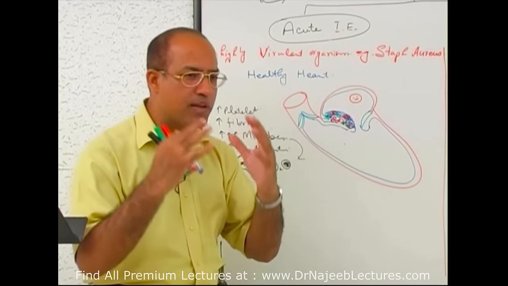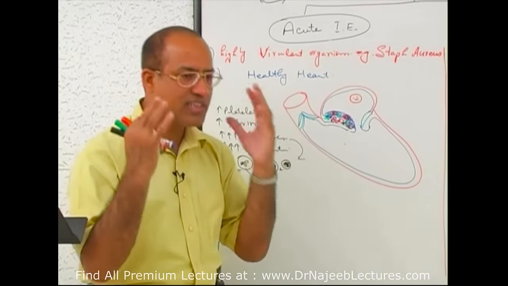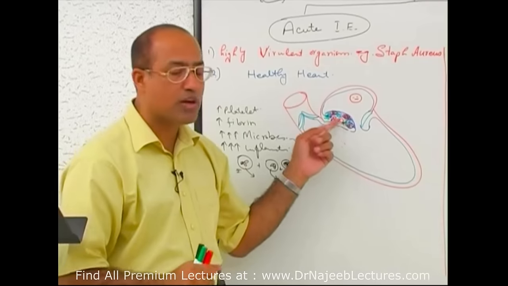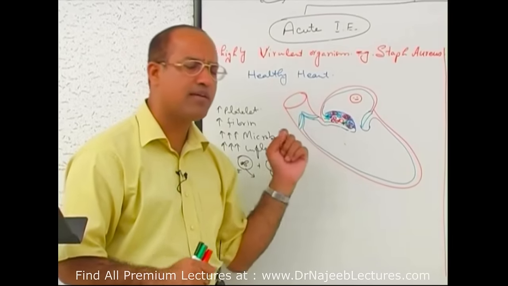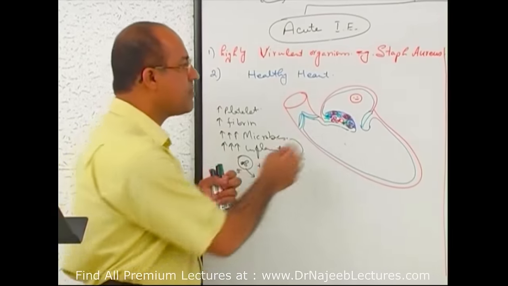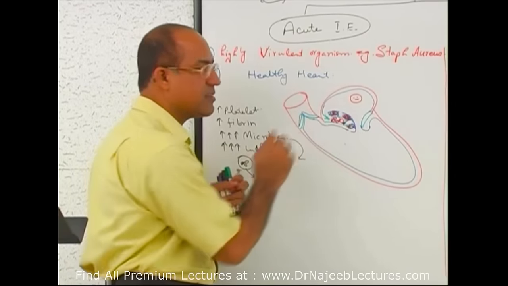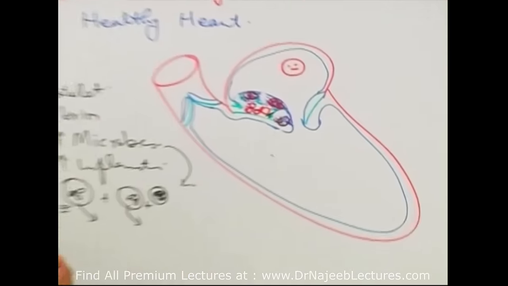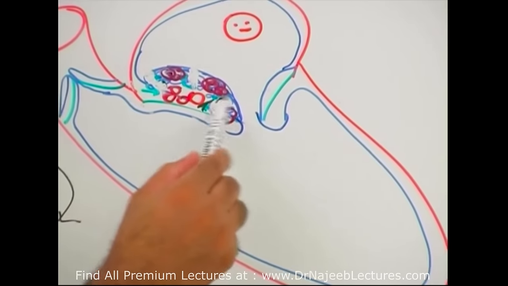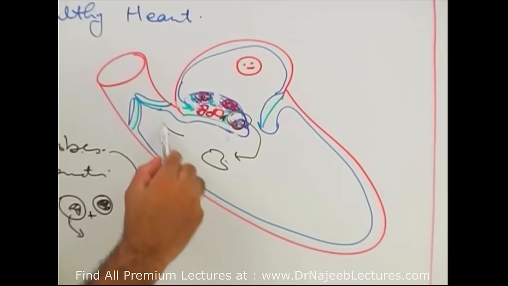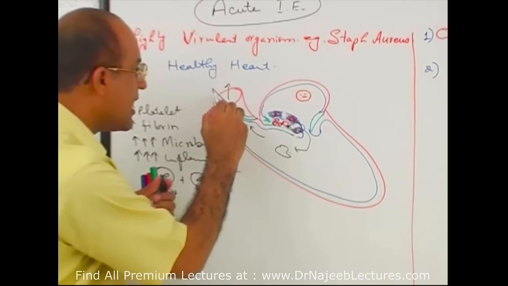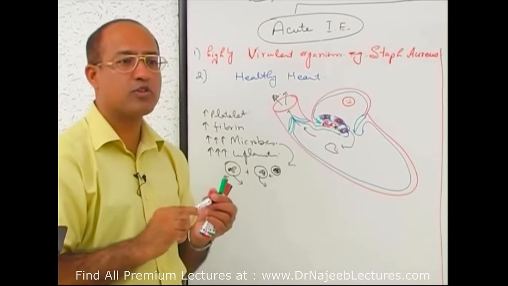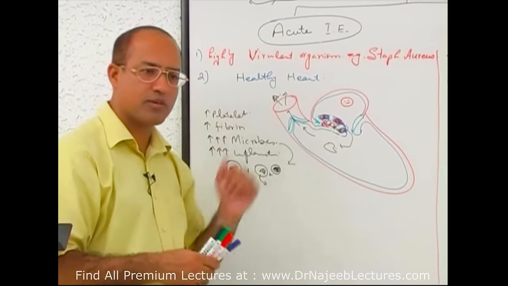So even though it's a rapidly developing vegetation, due to so many destructive products produced by the microbes and by the white blood cells, this will become very loose at multiple places. So it will become a large but friable vegetation, and pieces from here can embolize. Pieces of vegetation can embolize and can produce embolism in the systemic circulation.